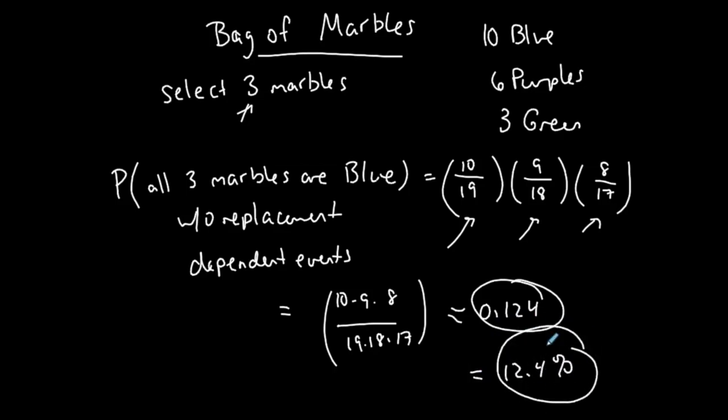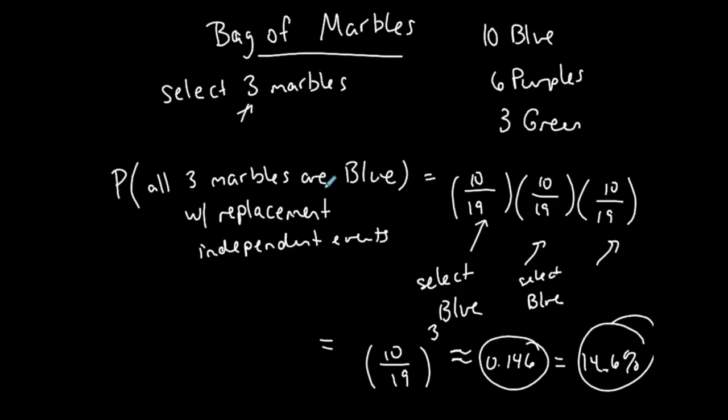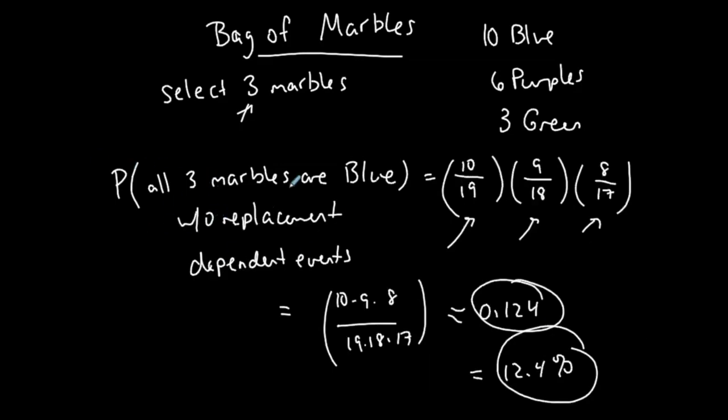So you can see that in this case, the probability decreased, right? The probability that I selected all 3 blue marbles with replacement, where I was putting them back every time, was 14.6%. And in this case, if I'm not putting them back, and I pick 3 blue marbles, my probability decreased, which would make sense because I'm decreasing the amount of blue marbles in the bag.